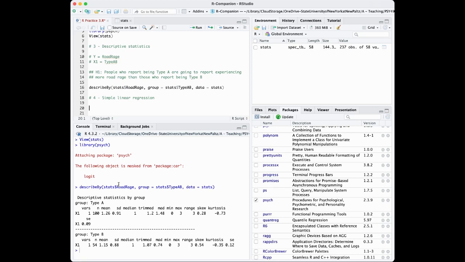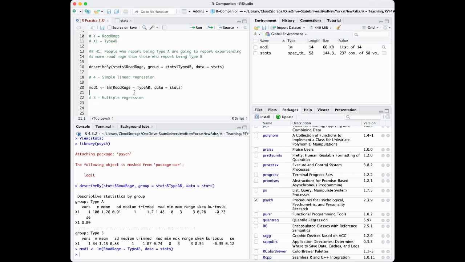So now I can go ahead and create the simple linear regression that tests this hypothesis. Now, most of the time, you're not going to do a simple linear regression, but it gets us to the multiple linear regression a little bit later on. So we're going to do the linear model where we are predicting road rage as a function of type AB, and our data is stats. And we can run that, creates that model, and then we can use the S function to see what we got.